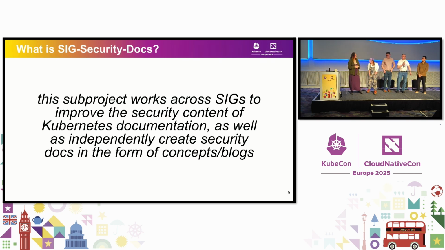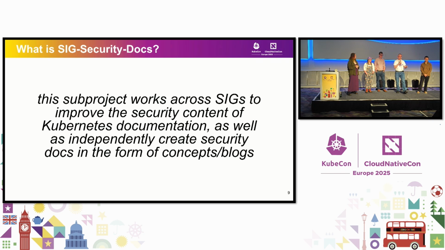Awesome. So I'm going to talk to you a little bit about SIG Security docs. What do we do? Well, it kind of says on the slide. We do a couple of things. The one is we try and work across SIGs to improve the security content of the Kubernetes website. Obviously, when people are configuring or managing clusters, they're going to go to the website as a primary resource. So it's really important that we have good security information there.